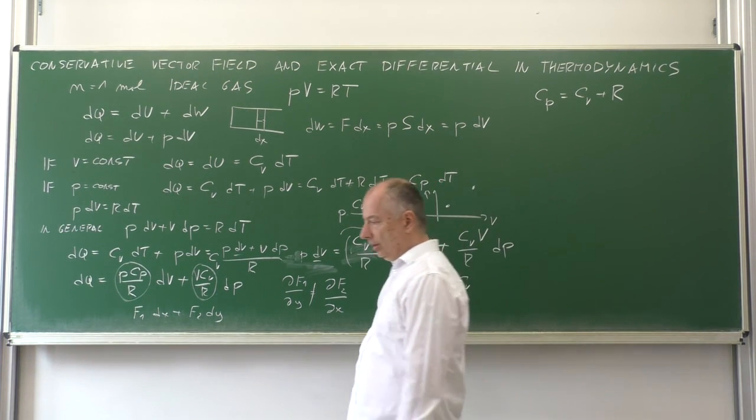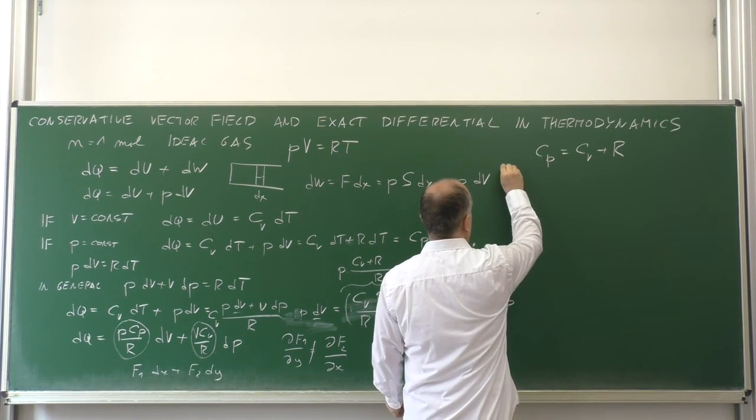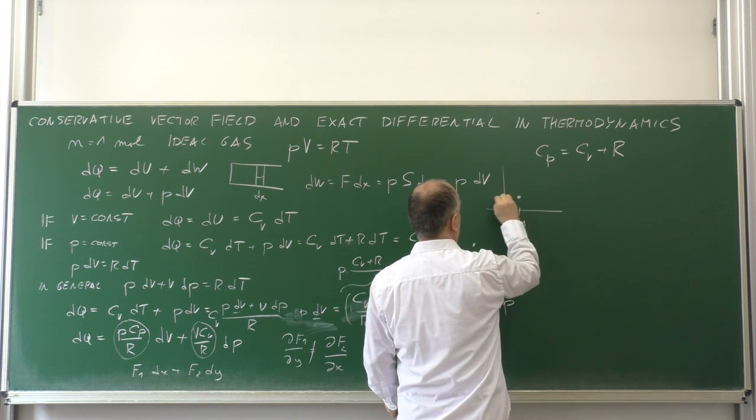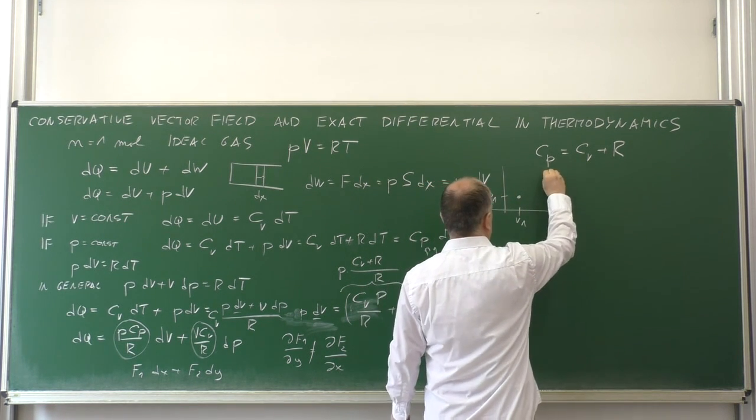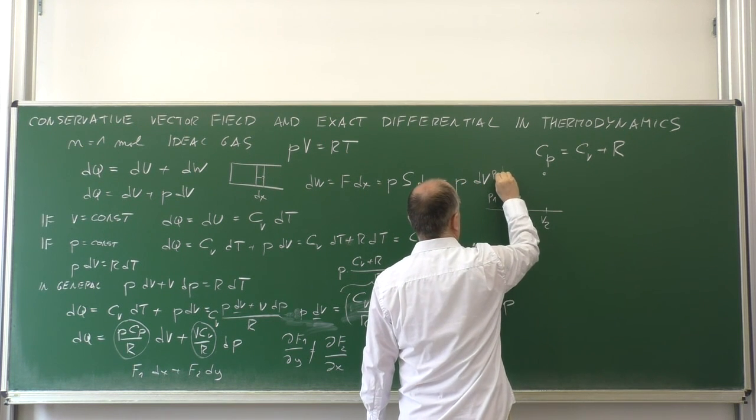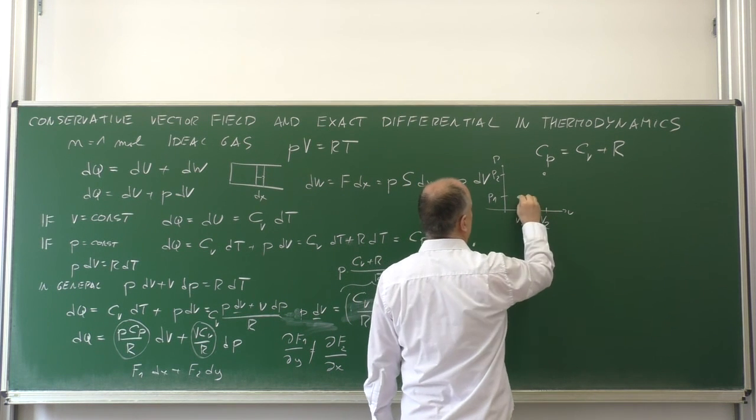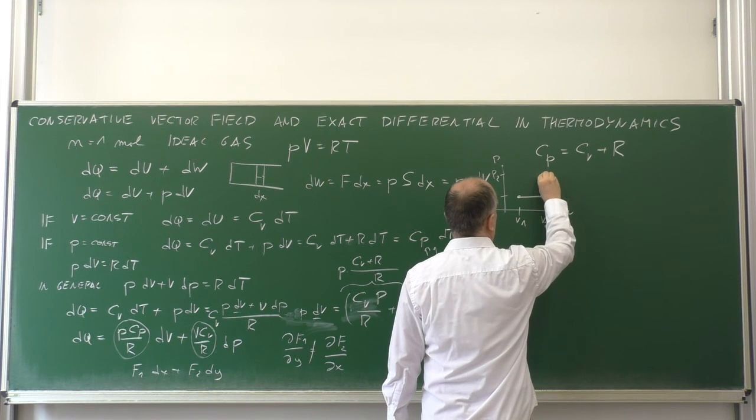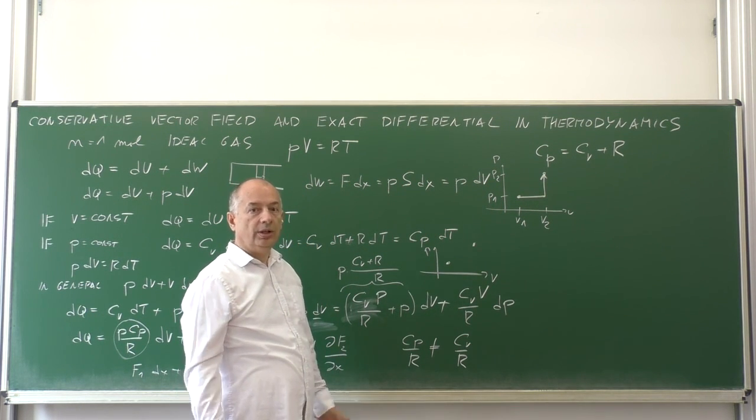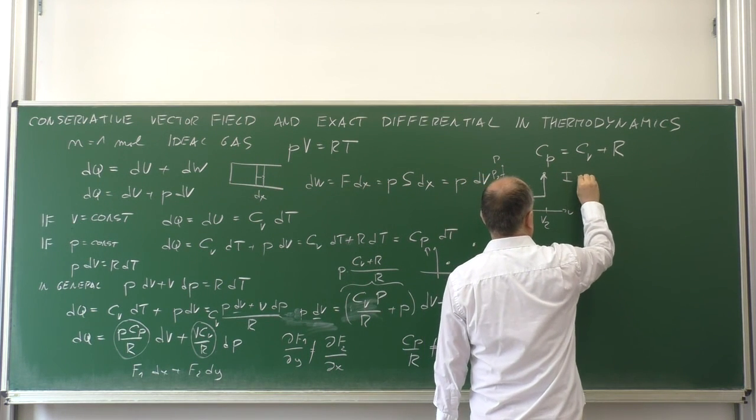This can be illustrated by the following example. Consider the initial point with volume V1 and pressure P1, and the end point with volume V2 and pressure P2. And consider going this way and this way. What will be the total heat that we must add to the system? Let's call it case 1.